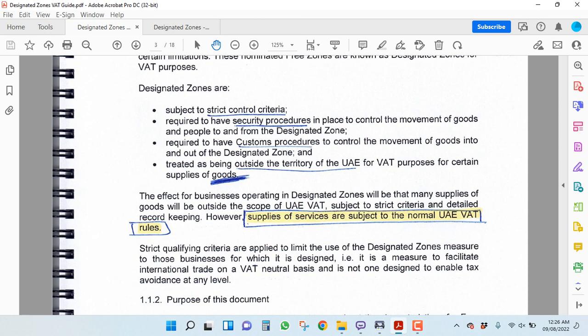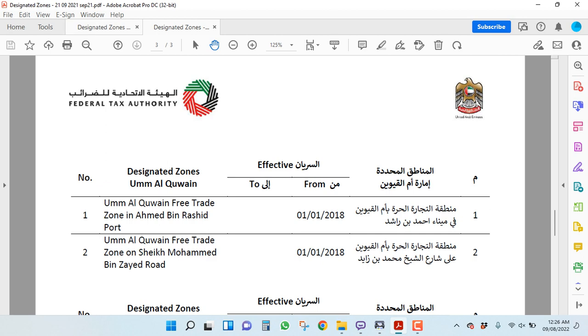Designated zones have four conditions. Whichever free zones comply with these four regulations can be called designated zones. But we don't have to check like this, because we have the list given by the Federal Tax Authority.